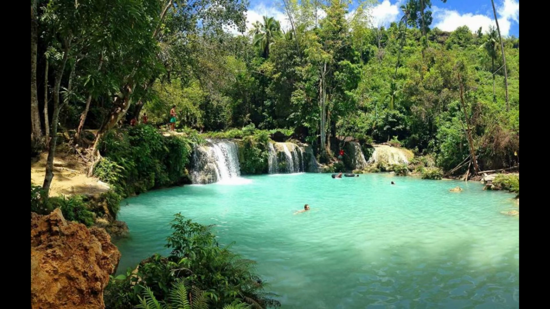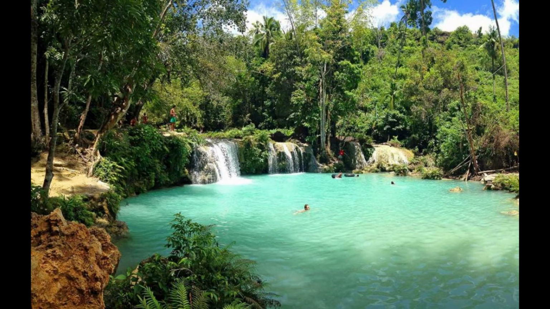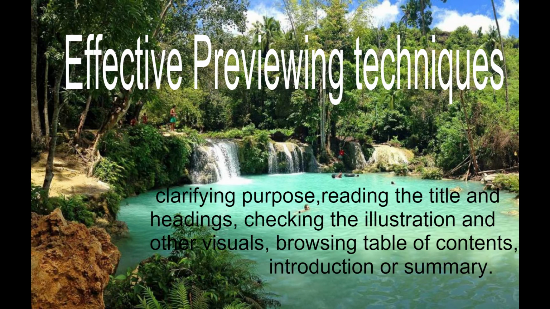Previewing is a skill wherein a reader looks over a material and focuses on the information he or she finds relevant. Previewing also allows readers to set the purpose and link the content of the material to their background knowledge. It is conducted during the pre-reading stage. Effective previewing involves clarifying the purpose, reading the title and headings, and checking the illustration and other visuals. Browsing or inspecting unhurriedly the table of contents, introduction, or summary is also a previewing technique.